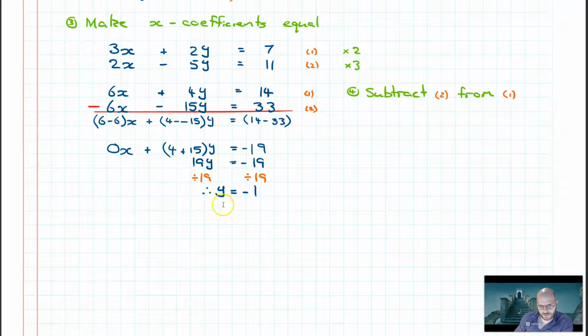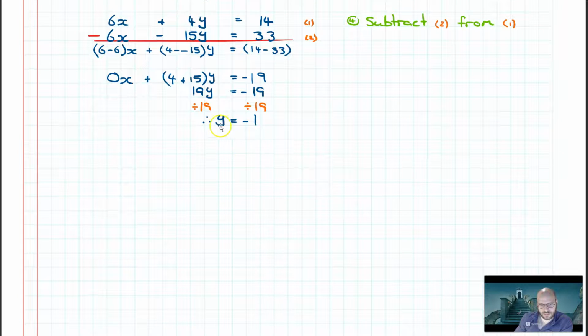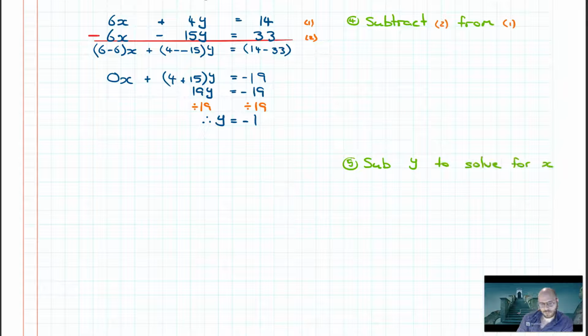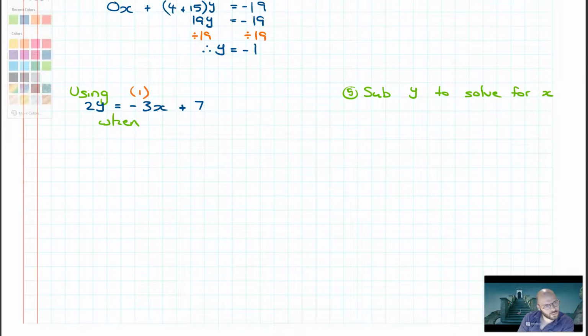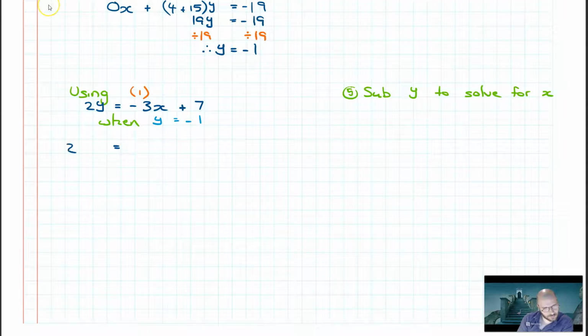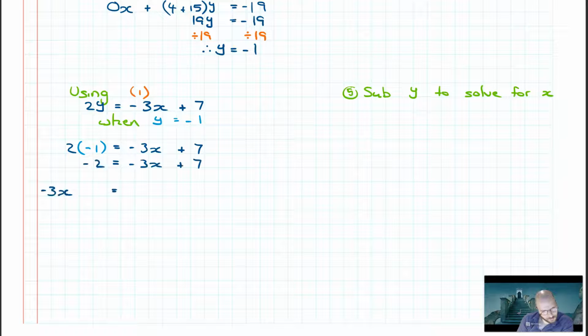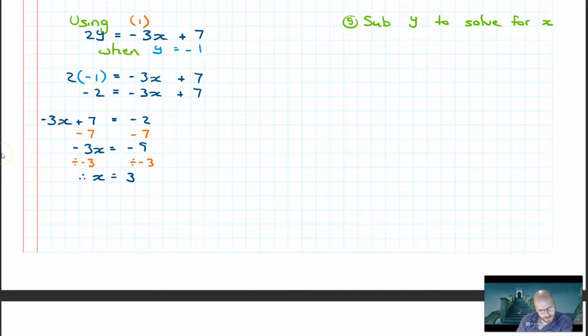Now to solve for x, we simply employ the substitution method. So if we know y, we simply find x by substituting y into one of the equations. So sub in y to solve for x. When y equals negative 1, simply solve. I therefore find that my value for x is equal to 3. So what I find is that the values for x and y are 3 and negative 1 respectively.